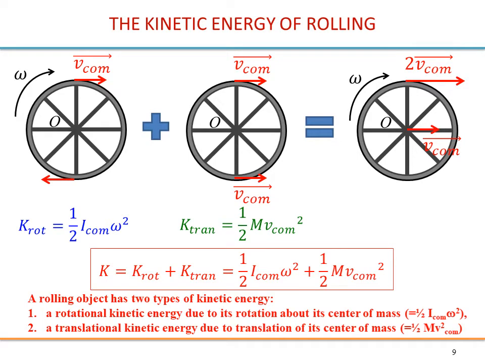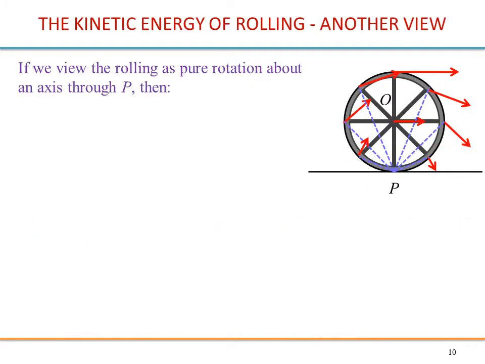And we will do that just now. So here I just would like to summarize. A rolling object has two kinds of kinetic energies: a rotational kinetic energy about its center of mass, and a translational kinetic energy due to the translation of its center of mass. So let's now calculate directly the kinetic energy.